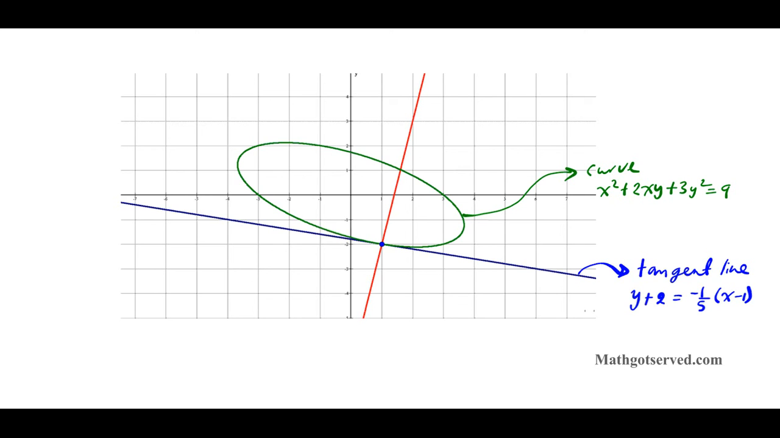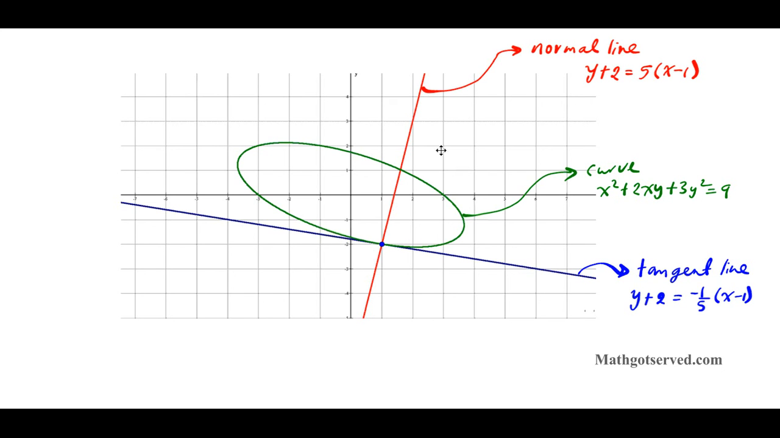And then last but not the least, this is your normal line. Normal line to the curve at that point. Alright, so let's spell that correctly. Normal line. And the equation we found to be y plus 2 equals 5 times (x minus 1). So that's the equation in point slope form.